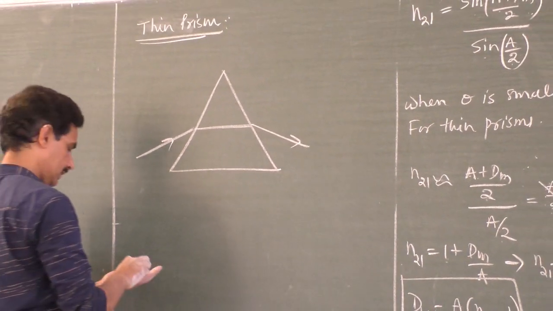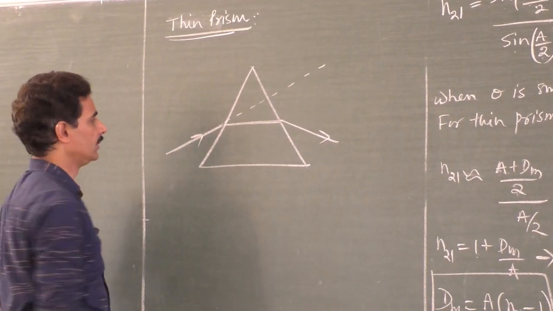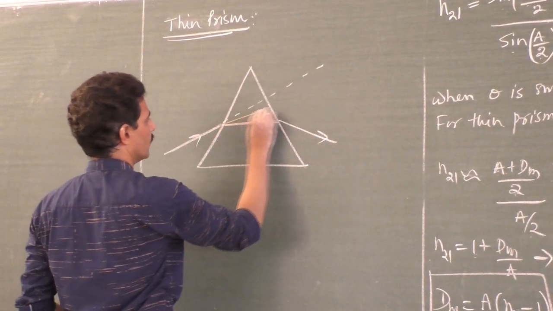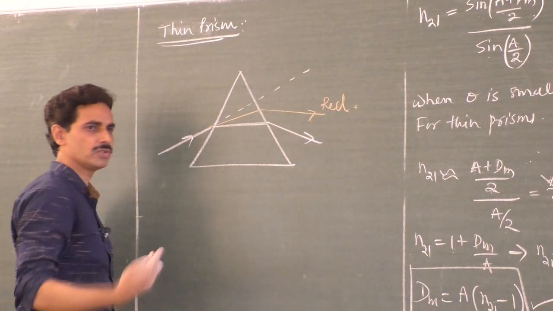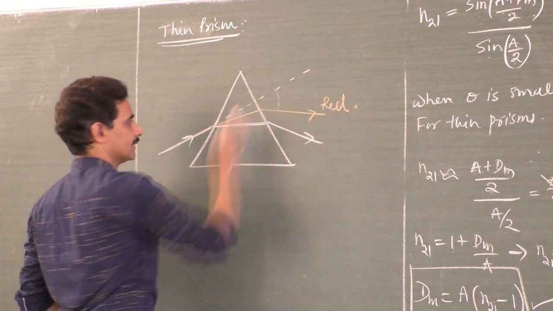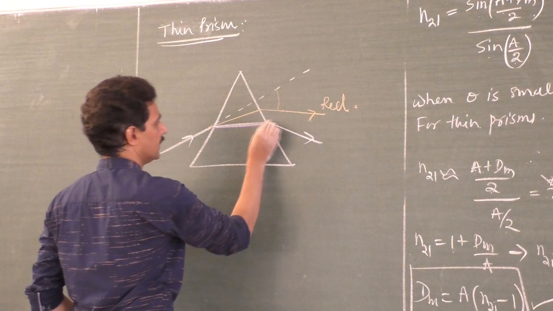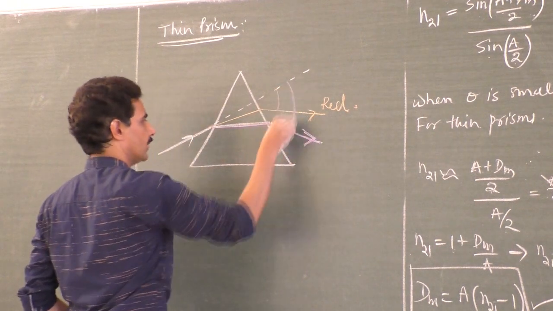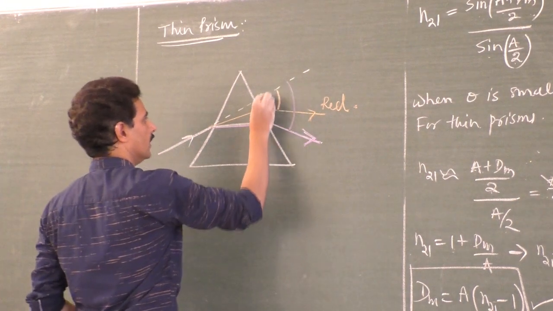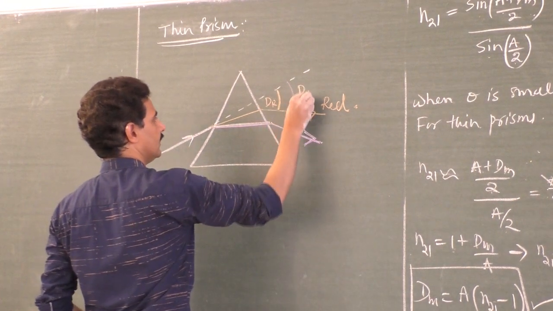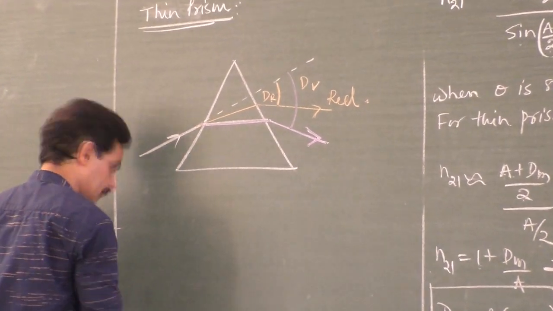This is the original direction. The one which has got the most speed will be keeping itself very close to the original direction. What is that one? Red. Red travels with most speed and it bends least. Am I right? And what about violet? Violet travels with the least speed and it bends most. This is what happens. This is the deviation for red color and this is the deviation for violet color. So violet bends more and red bends least.